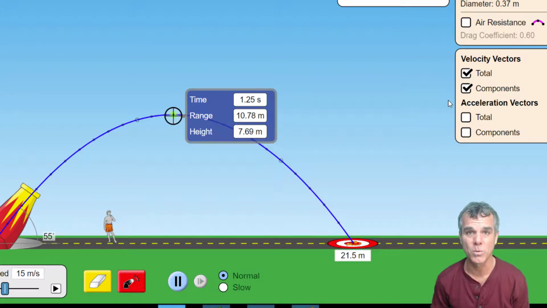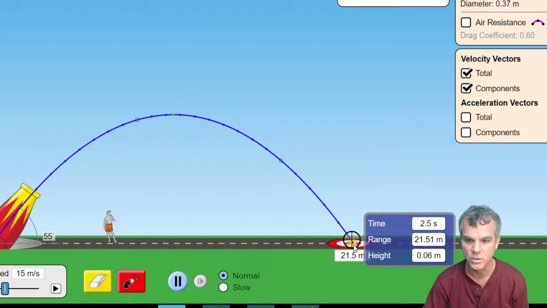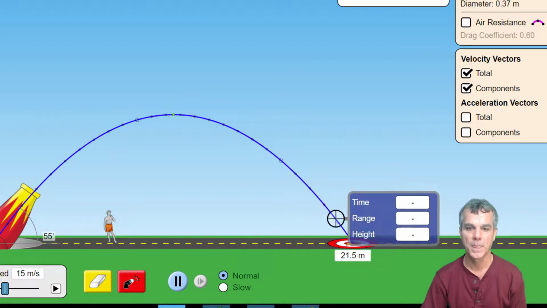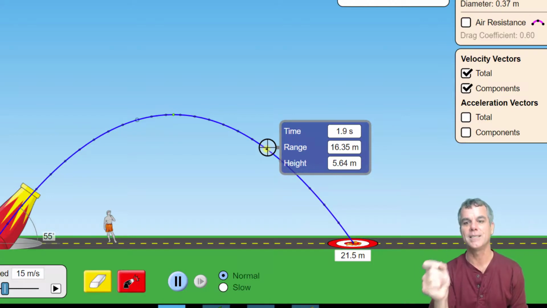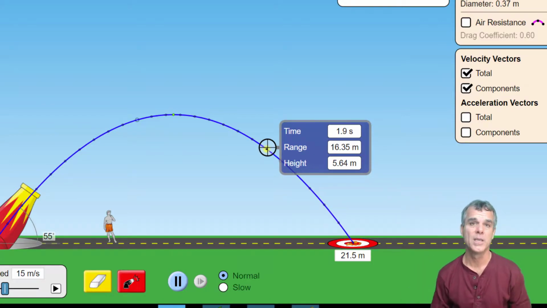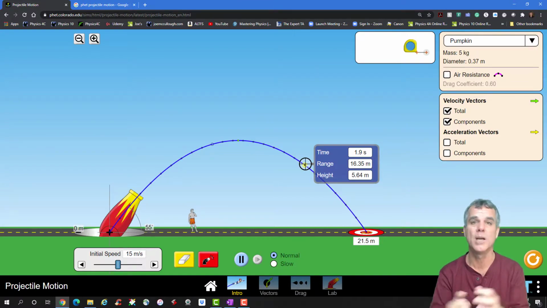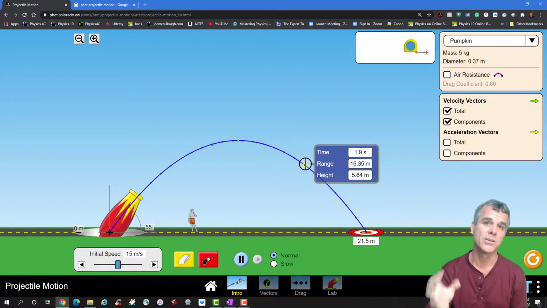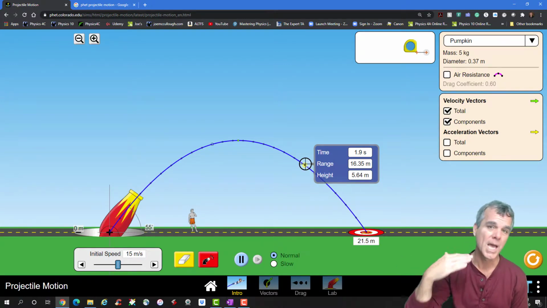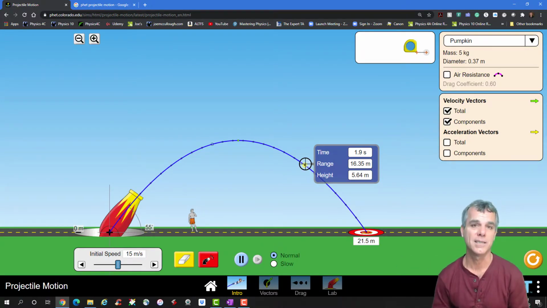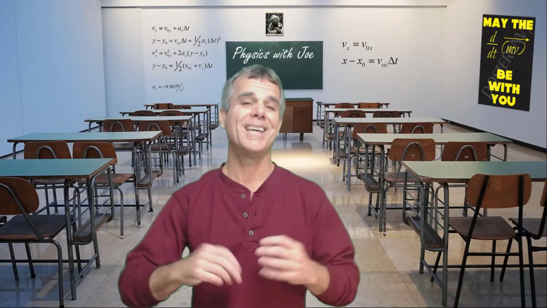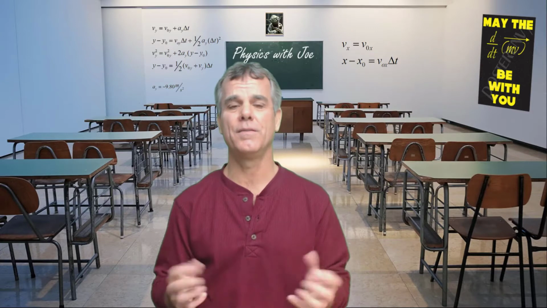So I could double check my work by making up a problem and then seeing whether or not my answers make sense. We also found that it traveled a total distance of 21.5 meters, and when it traveled 16.35 meters horizontally, the height was 5.64 meters. Now, this particular simulation doesn't give you any information about x and y components of the velocity or speed, but in terms of calculating how far it's going to go, how high it's going to rise, this is an outstanding simulation.